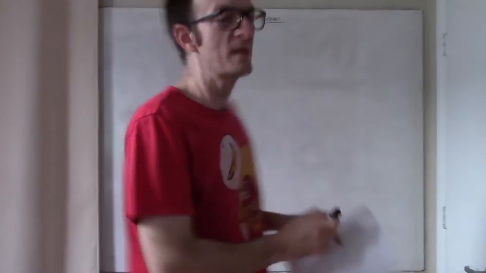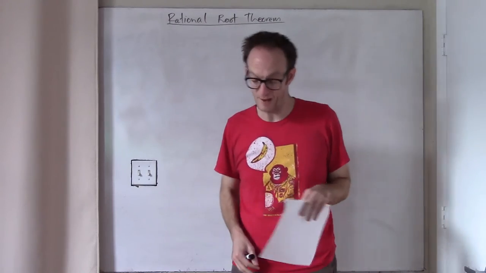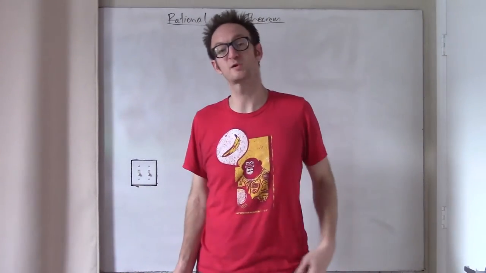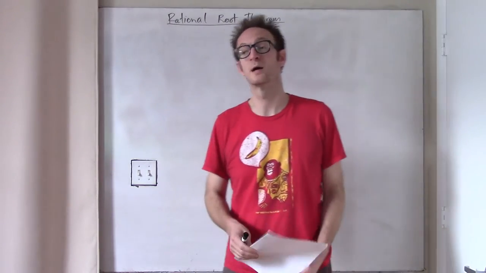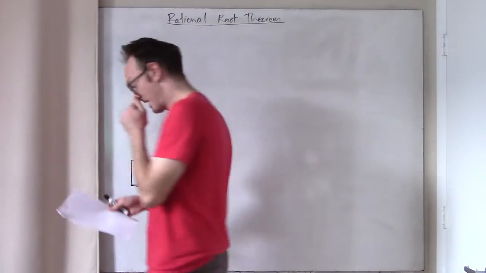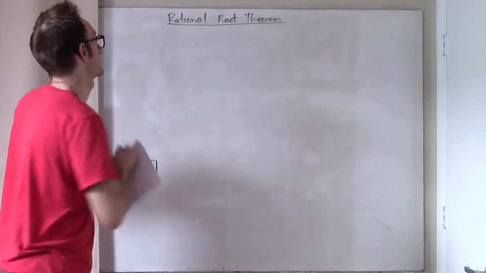Okay, hello. We're going to talk about the rational root theorem. This is a theorem about polynomials and about the roots or zeros of those polynomials, and what we can say about them in the specific case where the polynomial is a nice polynomial whose coefficients are integers. There are a lot of ways to approach this, but maybe first we'll just start with an example.